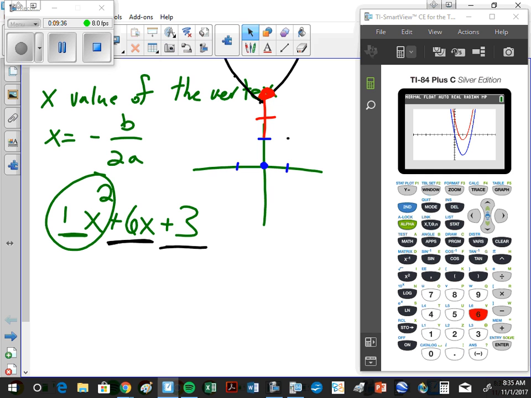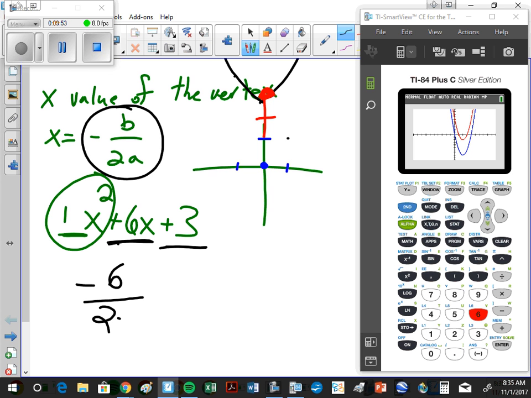Well, I plug in the formula, negative b over 2a, and that tells me how far to the left it moves. So what is b in this equation? So negative 6 over 2 times a, which is 1, and I end up with negative 3. So my vertex needs to move left 3. So 1, 2, 3. My vertex needs to move to here.